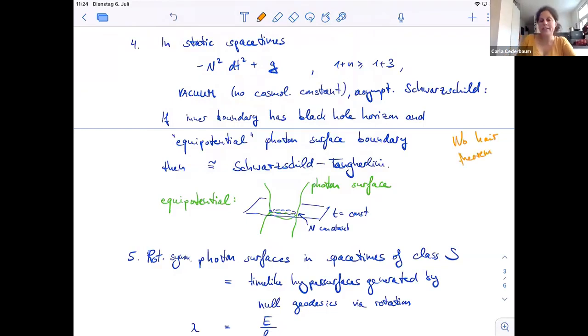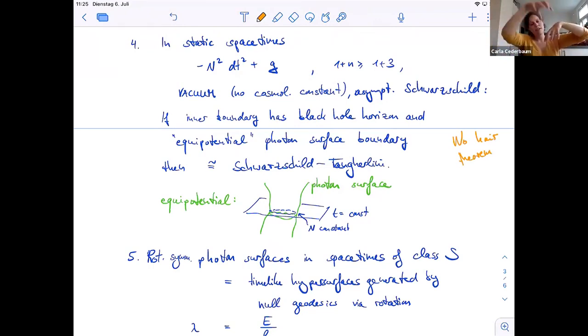So let me rephrase it as a no-hair theorem before I explain what this condition of equipotential is. It is a no-hair theorem in the following sense. If I have a static configuration of black holes, 0 black holes, 1 or more, and photon spheres and photon surfaces. And here I'm not visualizing them inside each other because all of them are boundary components. So they all sit next to each other.